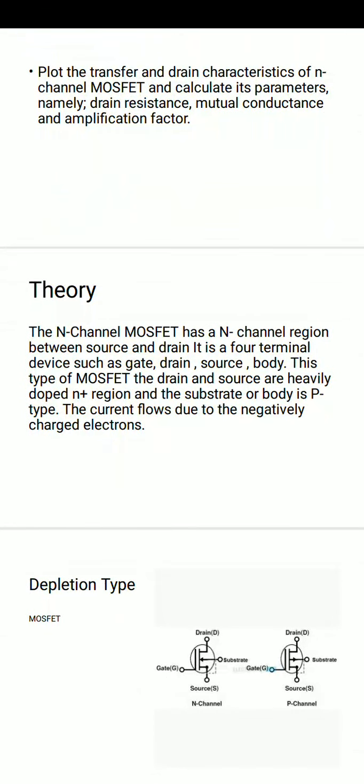The N-channel MOSFET has an N-channel region between source and drain. It is a 4-terminal device: gate, drain, source and body. In this type of MOSFET, the drain and source are heavily doped N-plus regions and the substrate or body is p-type. The current flows due to negatively charged electrons.